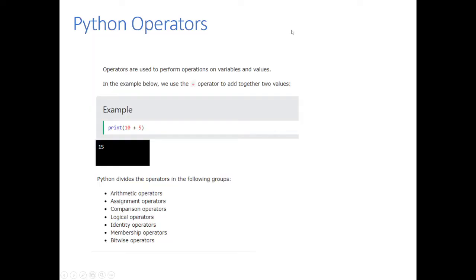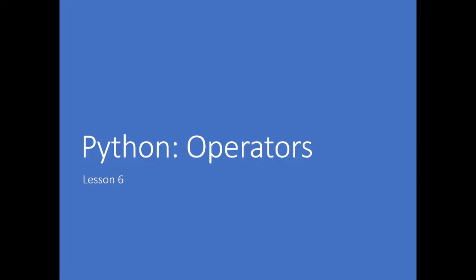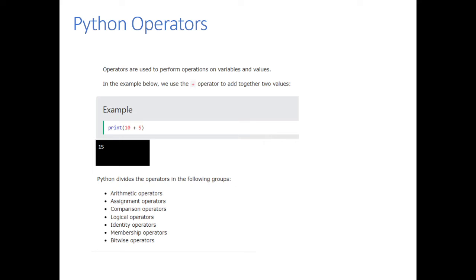So now we have operators, Python operators. Operators are used to perform operations on variables and values. In the example below, we use the plus operator to add together two values. So we have here print 10 plus 5. So of course the output is 15.